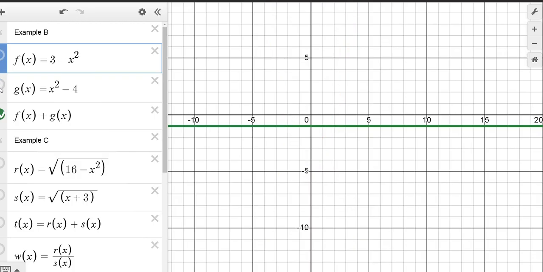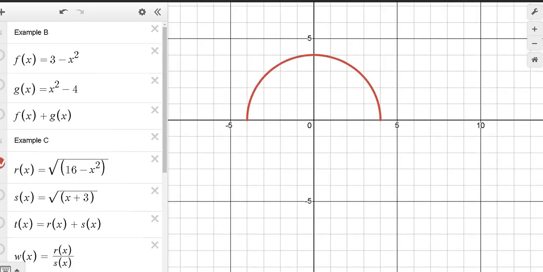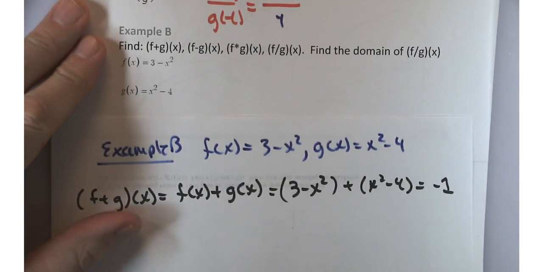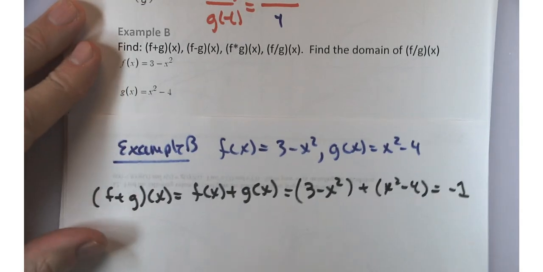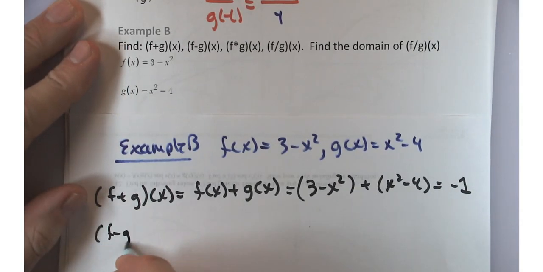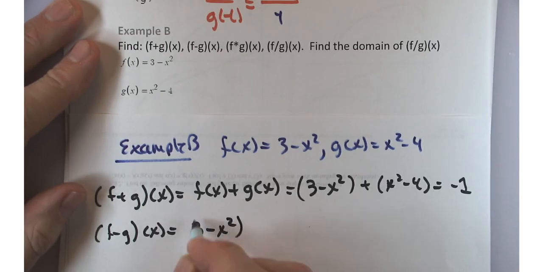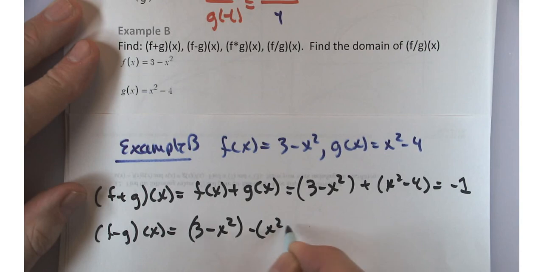Actually, let's just shut those off and work with example C. Now, for example C, actually no, I'm getting ahead of myself. Let's do a couple more here for f minus g of x. That's going to be 3x squared minus x squared minus 4.